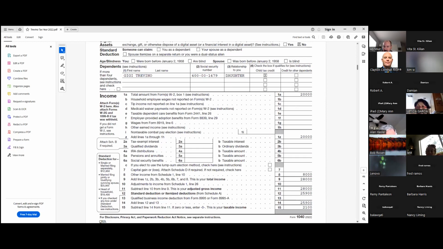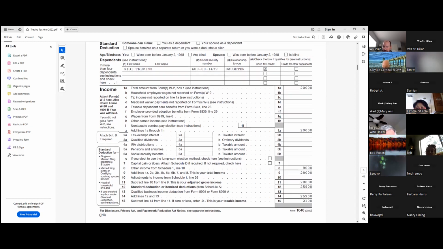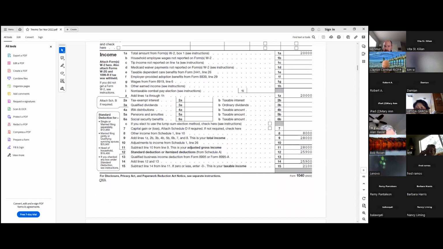There are wages, 20,000. Here's the other income, 8,000. Total income is 28,000. You're going to hear this term again and again, adjusted gross income, AGI, and that's simply defined as total income less any adjustments to income that you have. That's all it is. And then, of course, to get to that taxable income, that's our goal, you're going to take your AGI less your standard or your itemized deduction.